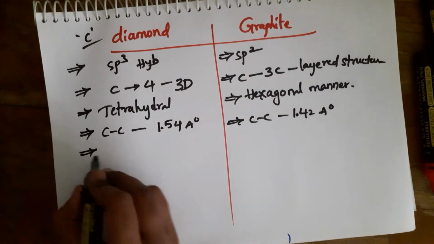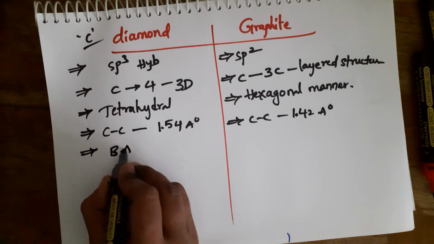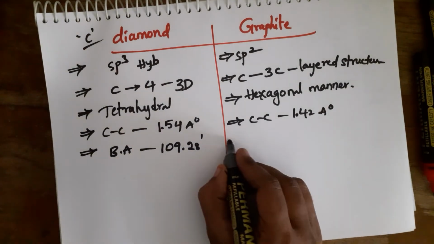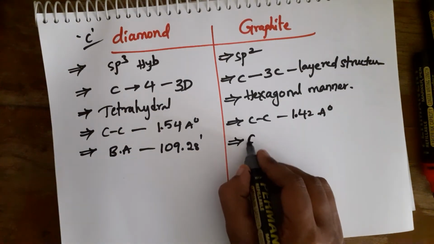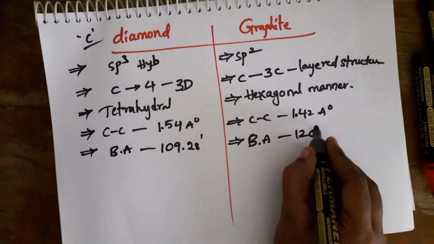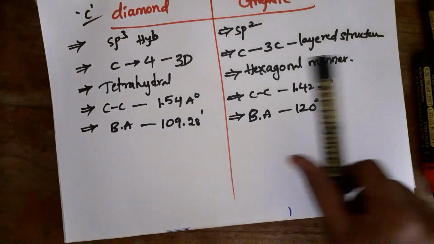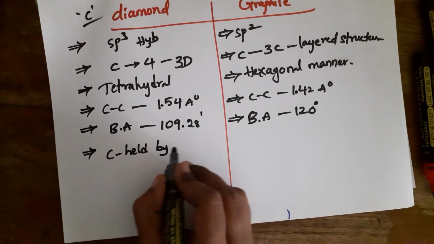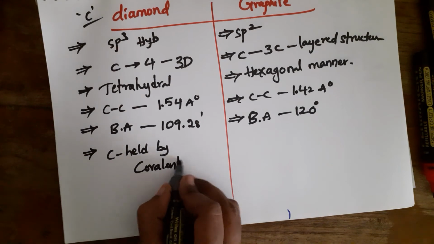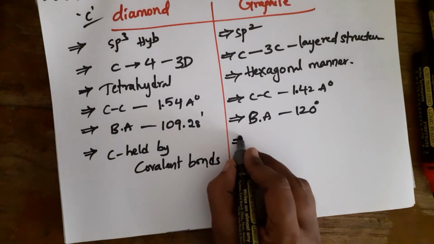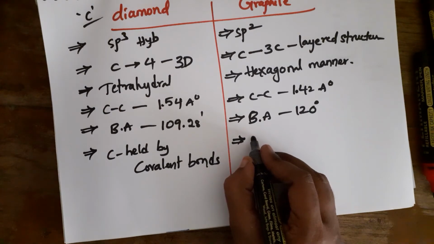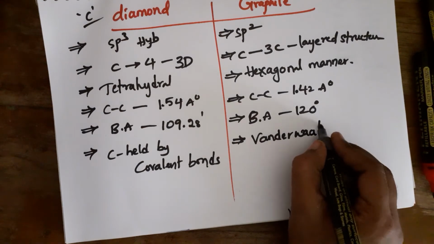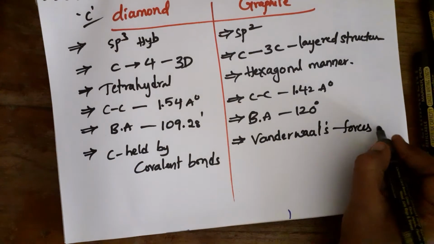Next, the carbon-carbon bond angle. In diamond the bond angle is 109.28 degrees, and in graphite it is 120 degrees. Next, in diamond the carbons are held by covalent bonds, while in graphite the carbon atoms are held together by weak van der Waals forces of attraction.